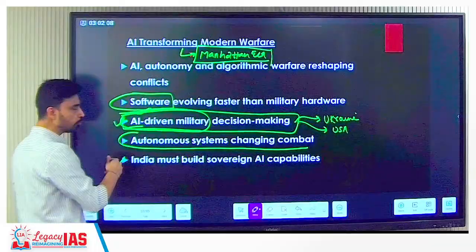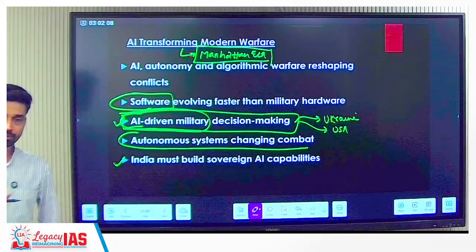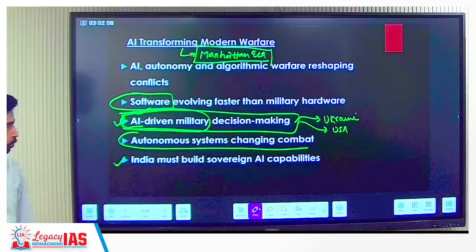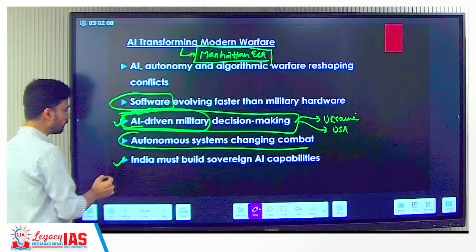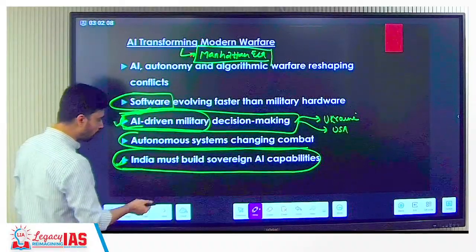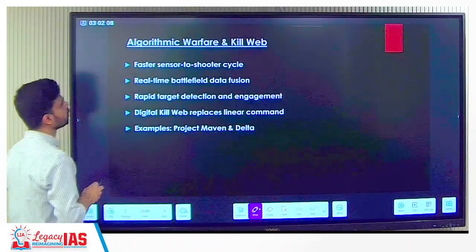That means you do not even have to involve humans here. Artificial intelligence-based systems are there. Based on the threat, they are taking decisions by themselves. They are shooting, for example, the bullets and all, whatever you have. So that's why there is also a necessity that India must build sovereign AI capabilities. That is the discussion topic.